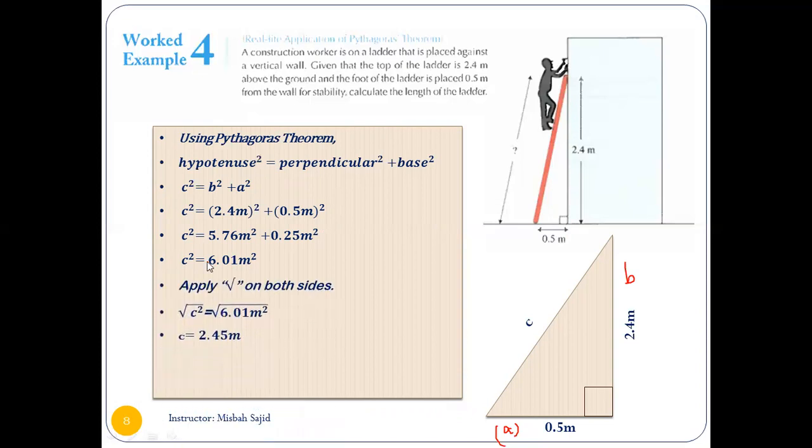Now apply square root on both sides. So the square and the square root cancel out. Now you can use a calculator over here. So the square root of 6.01 is 2.45. So in this way you can write in the end that the length of the ladder is 2.45 meter long. I hope this example is clear to you, and how we can apply Pythagoras theorem in real life context.